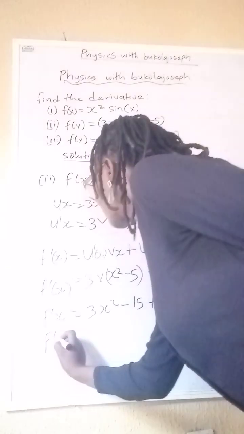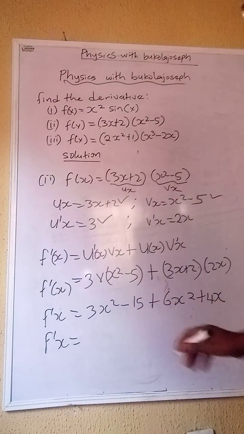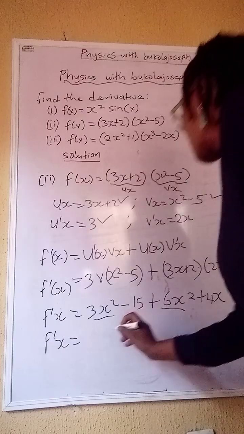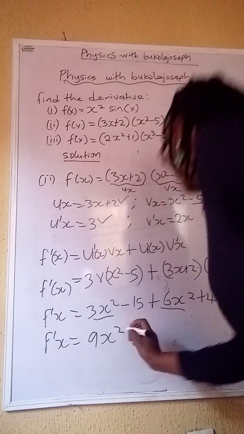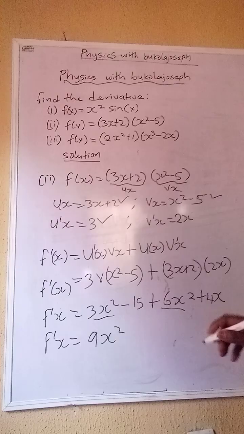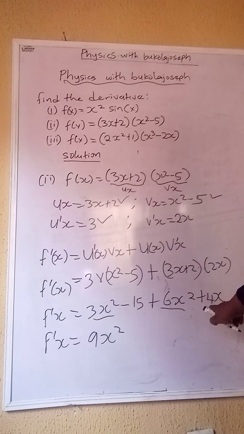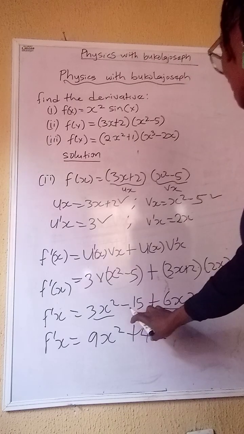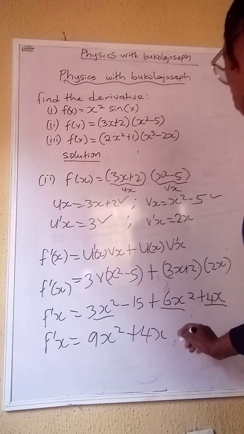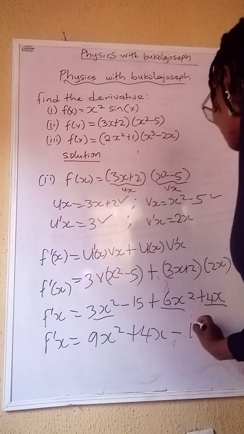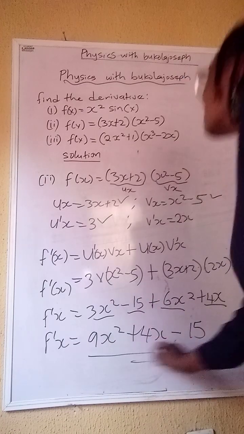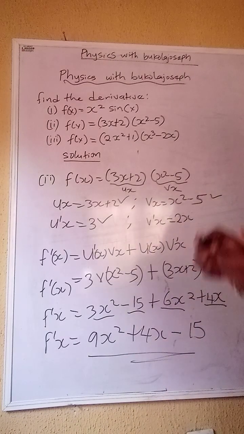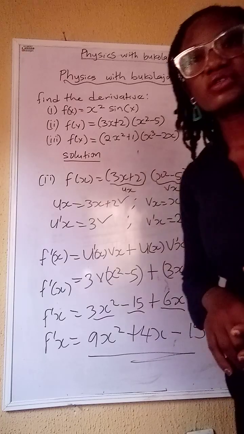Now let's find like terms. Let's collect like terms. This plus this, we have 9x squared. Then what next? Then we have this one. It's on its own, so we have plus 4x. Then we have this one, which is minus 15. And this is the first derivative of the function of x, (3x plus 2) times (x squared minus 5).